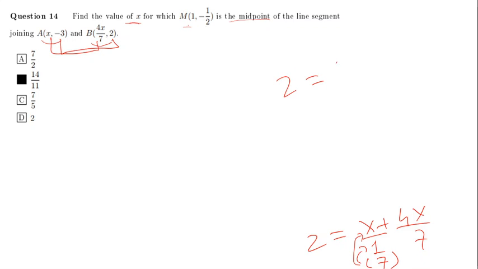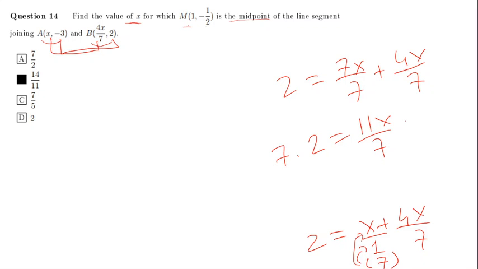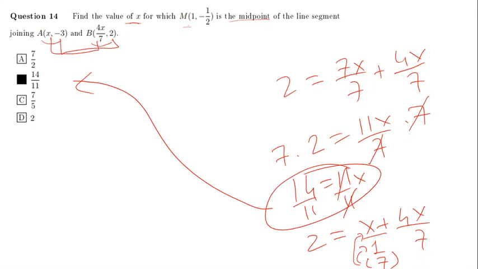2 is equal to 7x over 7 plus 4x over 7. This will be 11x over 7. It's 2. So you multiply both sides by 7, and 14 is equal to 11x. So divide by 11. So we get the x value, which is B.